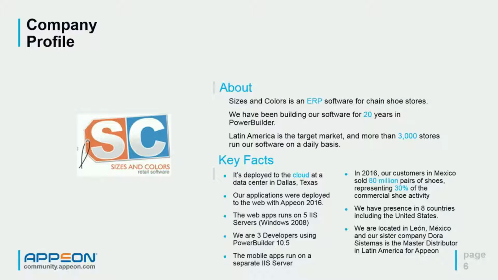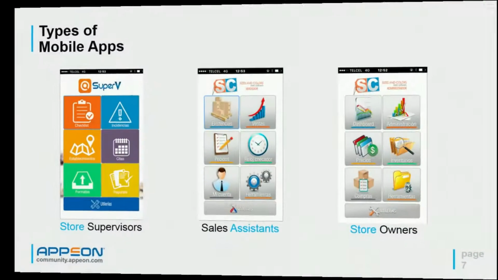We have presence in 8 different countries, including the United States, and we are located in León, Mexico. Also, our sister company, Dora Sistemas, is the master distributor for Appeon in Latin America. So that's a little bit about myself and my company. So let's start with the topics.